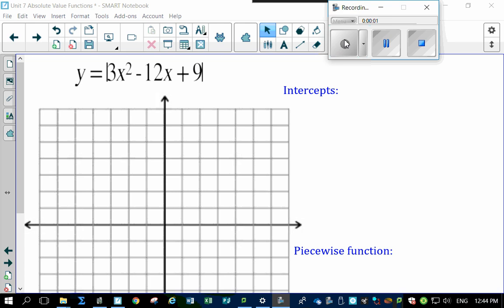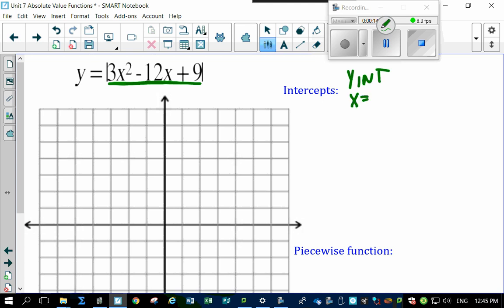One more question. Let's do it. Check out this one. Look at this. We got 3x squared minus 12x plus 9. Intercepts again. Find me the y-intercept. That, of course, happens when x equals 0. So that means, again, this is gone. This is gone. Your y-intercept is 9.